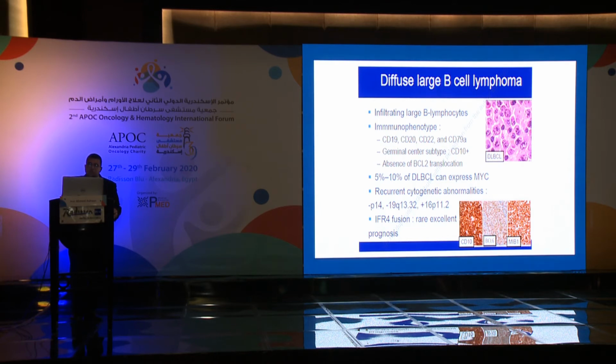For diffuse large B-cell lymphoma, the immunophenotype is B-cell: CD20, CD22, CD19, and CD79A. Germinal center subtype is CD10 positive and absence of BCL2. 5 to 10% of diffuse large B-cell lymphoma can express MYC, and the recurrent cytogenetic abnormalities are minus 14q, minus 19q, plus 16p.